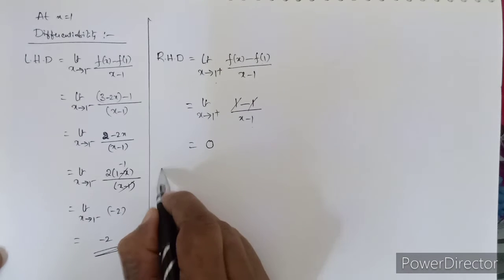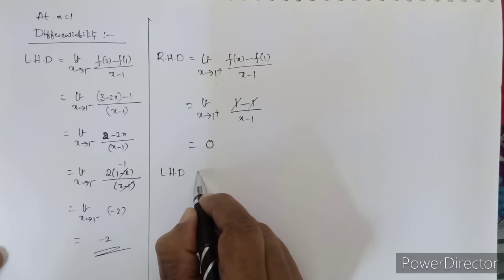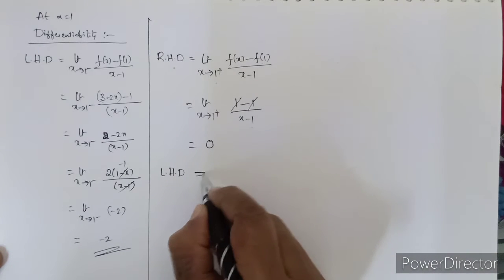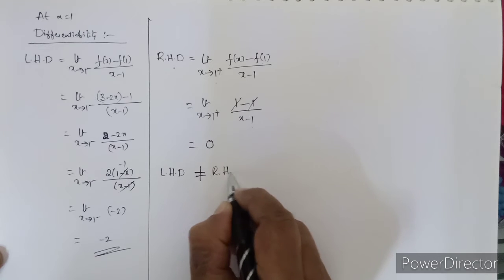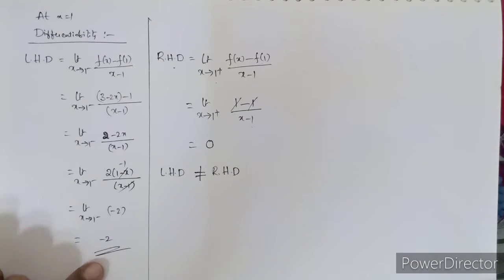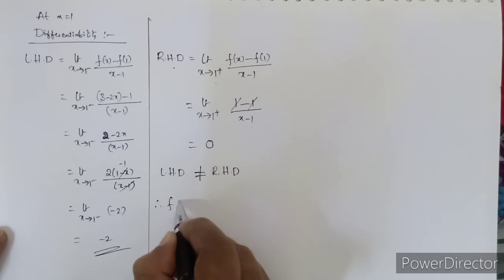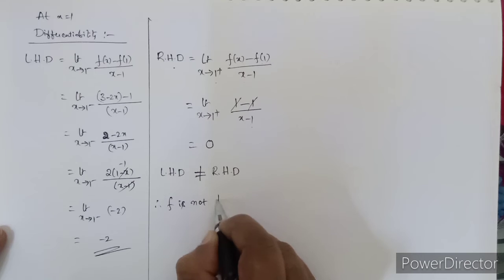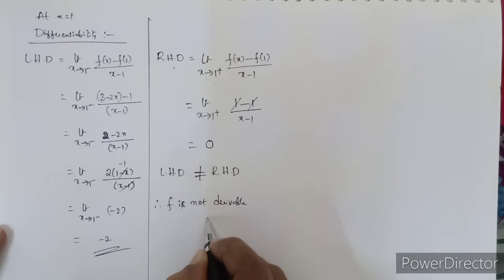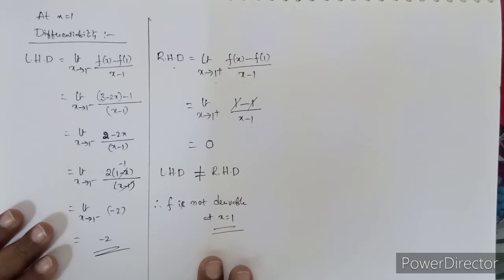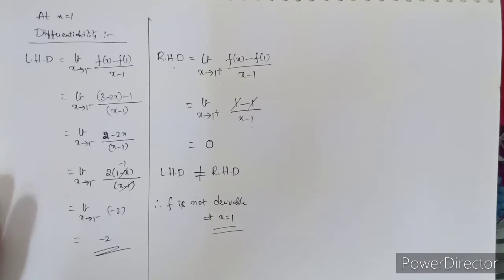Therefore, left-handed derivative of f at 1 and right-handed derivative of f at 1 are not equal. Left-handed derivative is minus 2 and right-handed derivative is 0. Therefore, they are not equal. Therefore, f is not derivable at x is equal to 1. So, the given function is continuous at x is equal to 1, but not derivable at x is equal to 1.